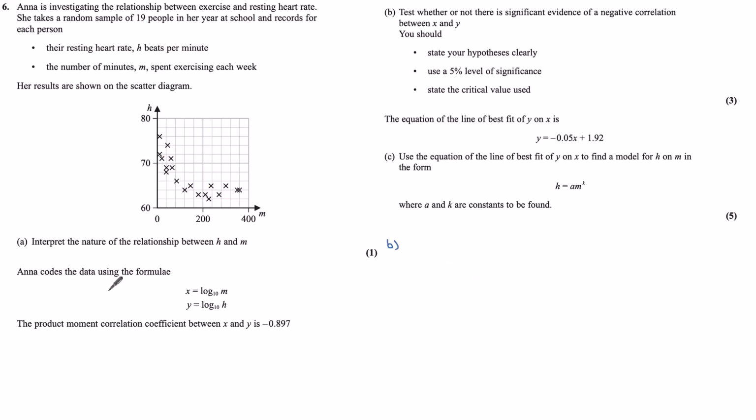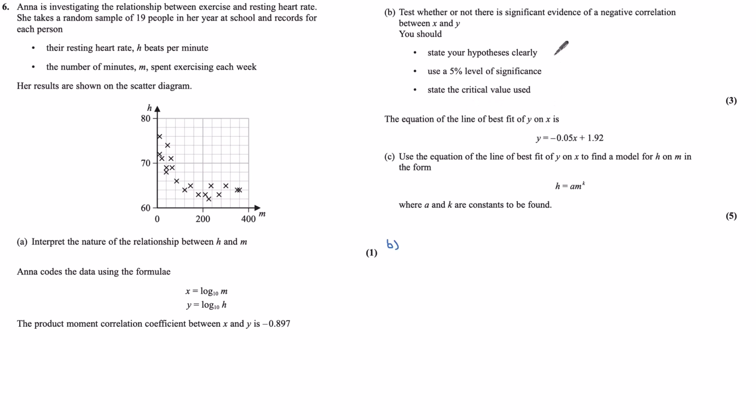Anna codes the data using the formula x is equal to log base 10 of m and y is equal to log base 10 of h. The product moment correlation coefficient between x and y is negative 0.897. Test whether or not there is significant evidence of a negative correlation between x and y. You should state your hypotheses clearly, use a 5% level of significance and state the critical value used.